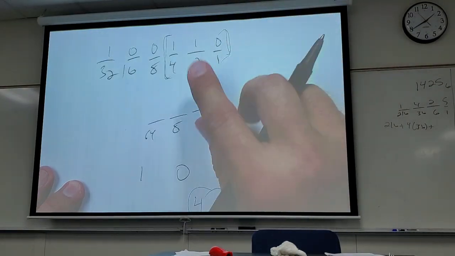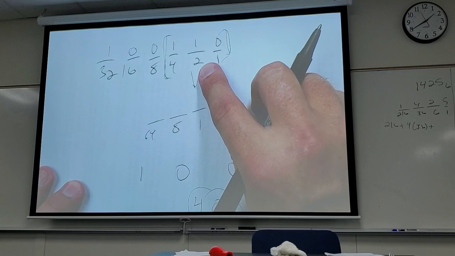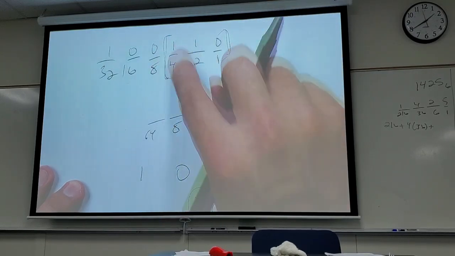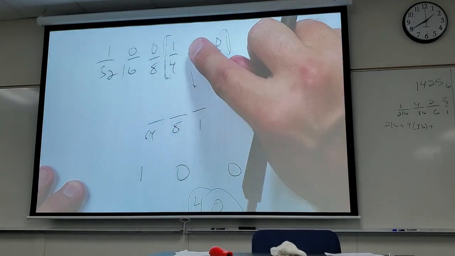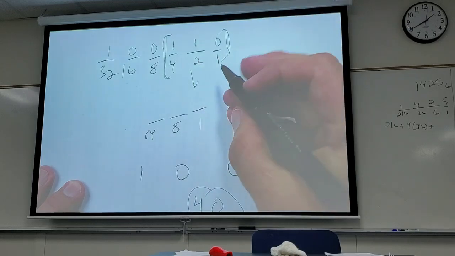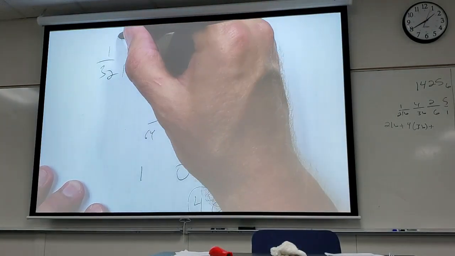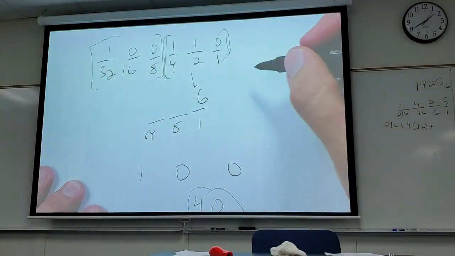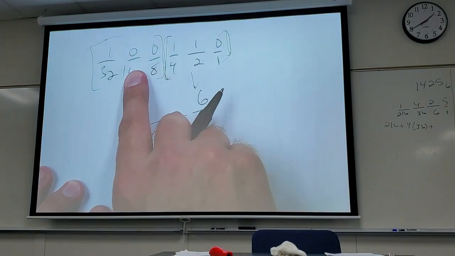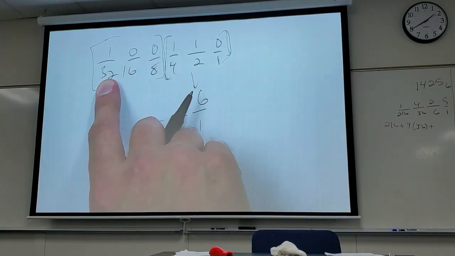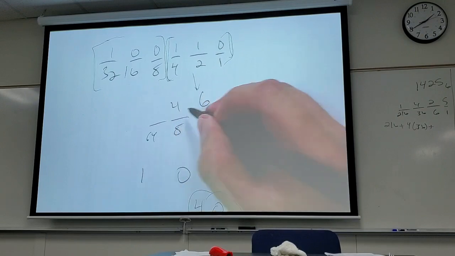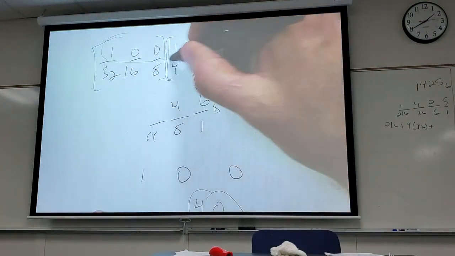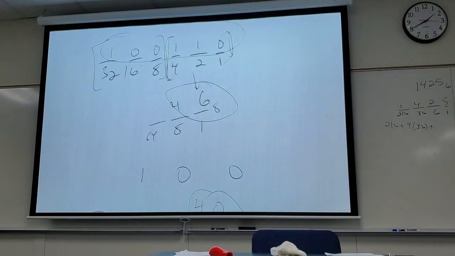What is the total here? How many is total here? I got 1, 4, and 1, 2. How many total? 6. How many total 8s do I have here? No 8s, no 16s, but I do have a 32, which is how many 8s? 4. There you go. So this number in base 2 is this number in base 8.